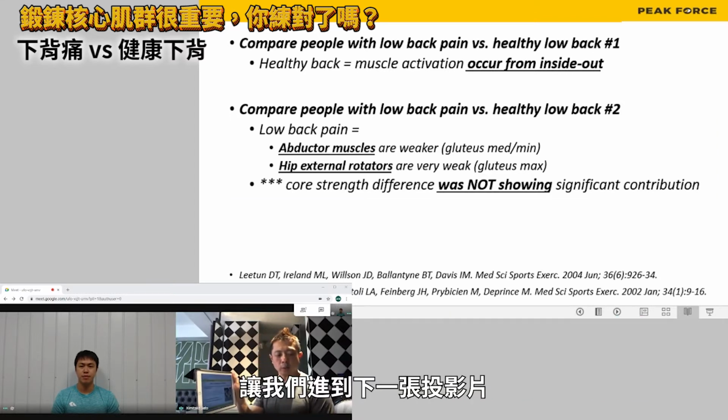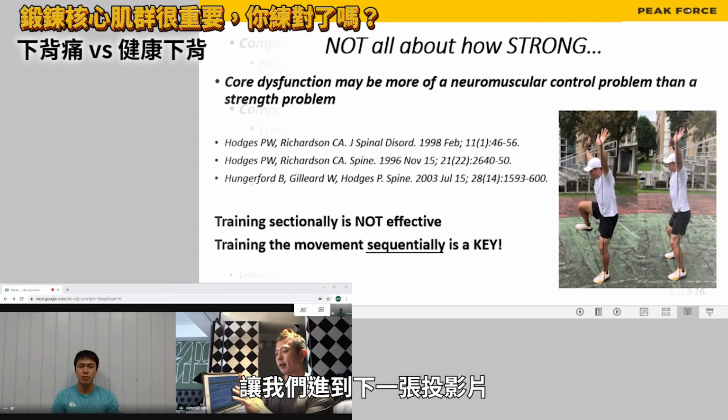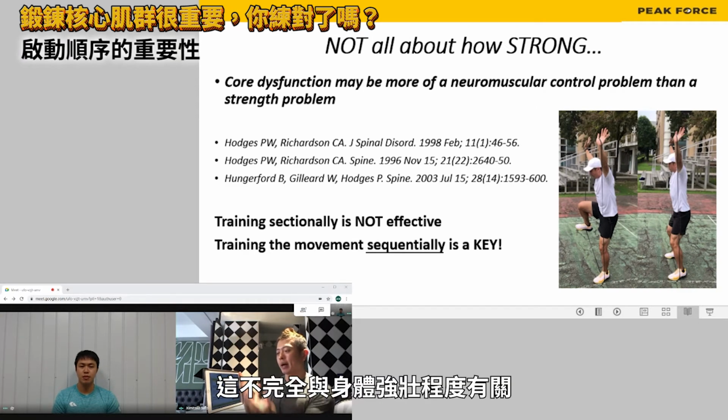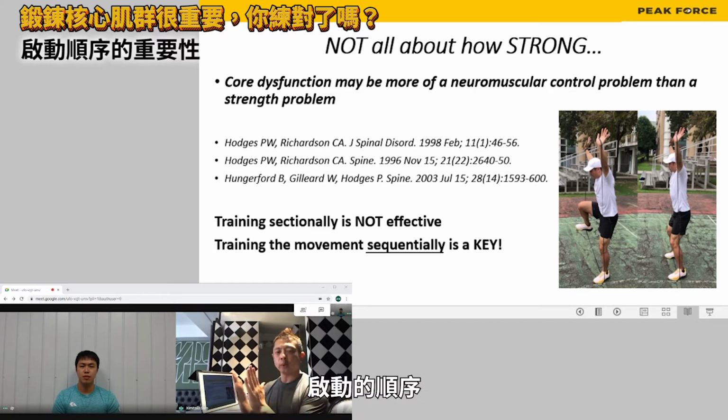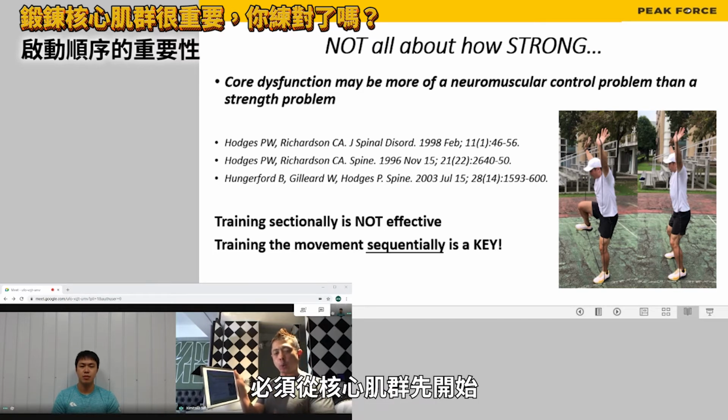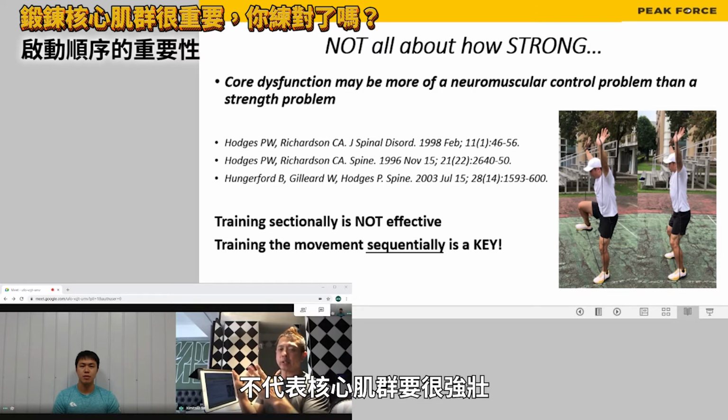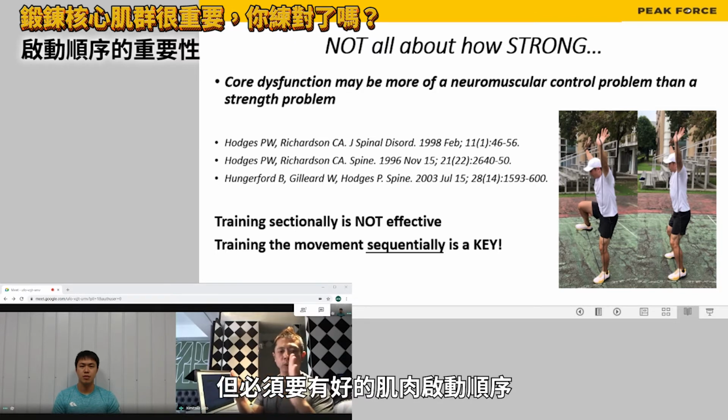Okay, so let's go to the next slide, talking about not all about how strong. Okay, we're talking more about the neuromuscular control, the activation order. Okay, it has to come from the core to activate. It doesn't necessarily mean that it has to be strong, but it has to have a very good order to activate those muscles.